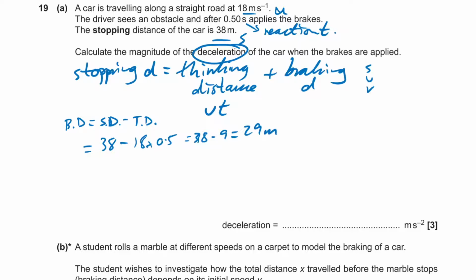So now we can use SUVAT for the braking distance. We're looking for the acceleration, that's what we're looking for. We're not even looking for the force. V we know is 0 because it's coming to a standstill. U is 18 and S is 29.